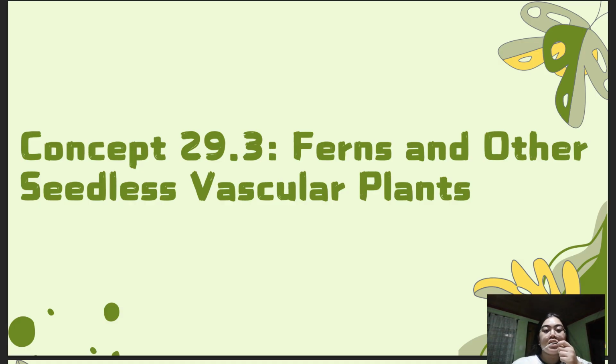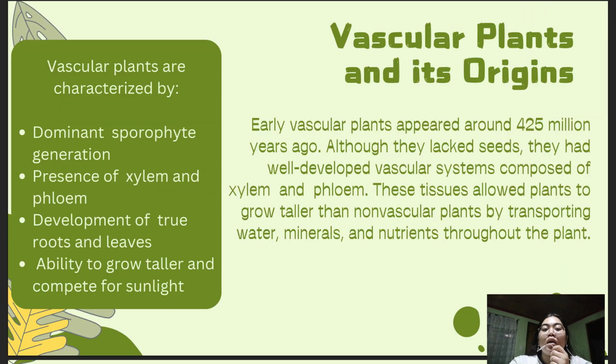Hello, so I will be discussing the last concept of this chapter, concept 29.3, ferns and other seedless vascular plants. But first, we will be talking about what vascular plants are. Vascular plants are plants that were among the first to grow tall on land because they developed vascular tissues that transport water and nutrients efficiently. This adaptation allowed them to become larger and more complex, marking an important step in evolution.